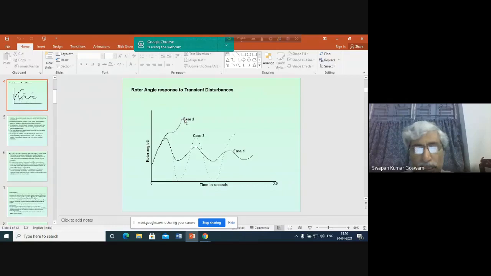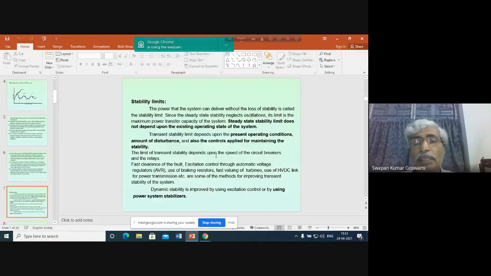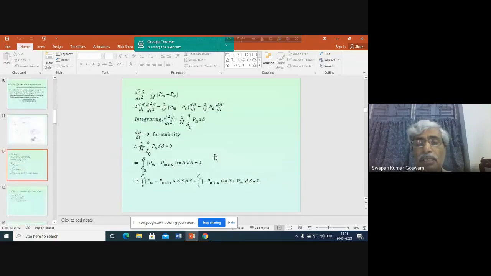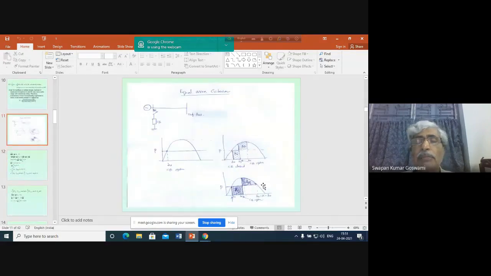There is no reduction in the value of delta because speed was not synchronous and could not become less than synchronous. If the speed could become less than synchronous, then only delta could decrease. Here, speed is always above synchronous. As a result, delta continues to increase. And this situation, like case 2, is now happening here.